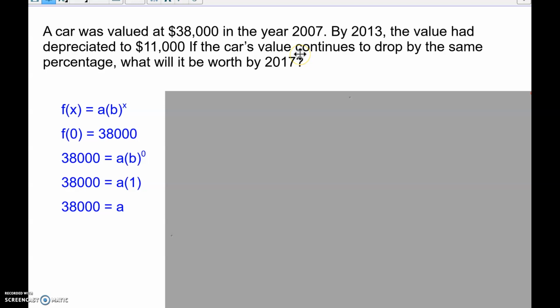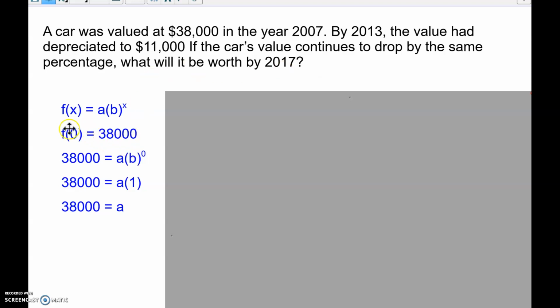Let's take a look at an exponential application. In this particular problem, we have a car valued at $38,000 in 2007, but by 2013 it had depreciated to $11,000. We are assuming that the car's value continues to drop by the same percentage. Again, the consistent percent of change is what's telling us it's an exponential function. We want to know what would it be worth in 2017.